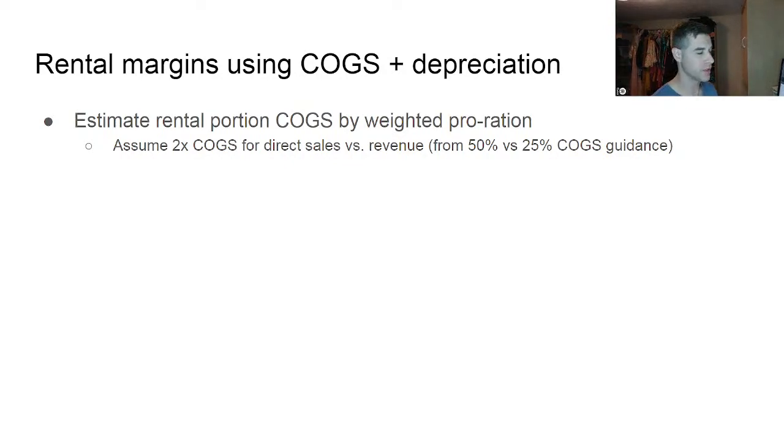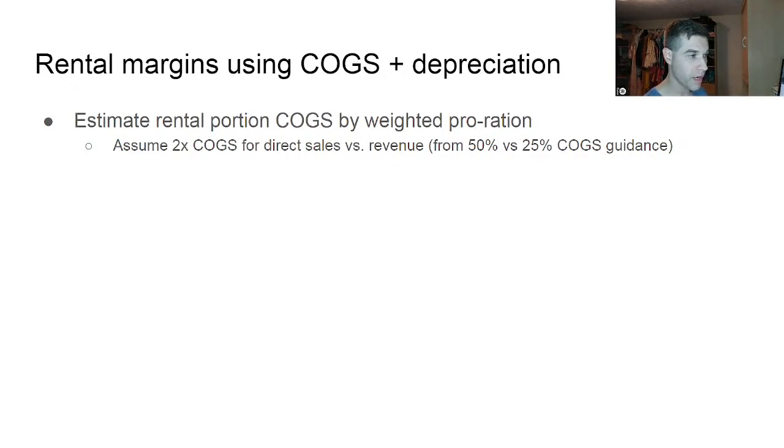I am estimating the margins using the sum of their cost of goods sold and the depreciation that they have in revenue earning devices. What I'm actually doing here is estimating the portion of their cost of goods sold that applied to only their rental revenue, right? Because right now they don't split that out, as far as I could tell, how much of the cost of goods sold came from the rentals versus the direct sales. So I assumed that we would have 2x the cost of goods sold for direct sales versus rentals, because that comes from their prior guidance in terms of what margins they expect for both of those.